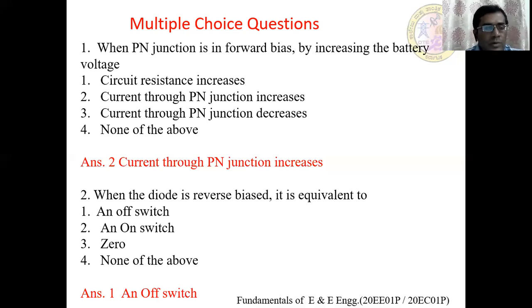Second question: when the diode is reverse biased, it is equivalent to what? The options are an off switch, an on switch, zero, and none of the above. The answer is an off switch, because when the diode is reverse biased, it acts as an open circuit and no current flows through. So it can be called the off mode. So the answer is an off switch.